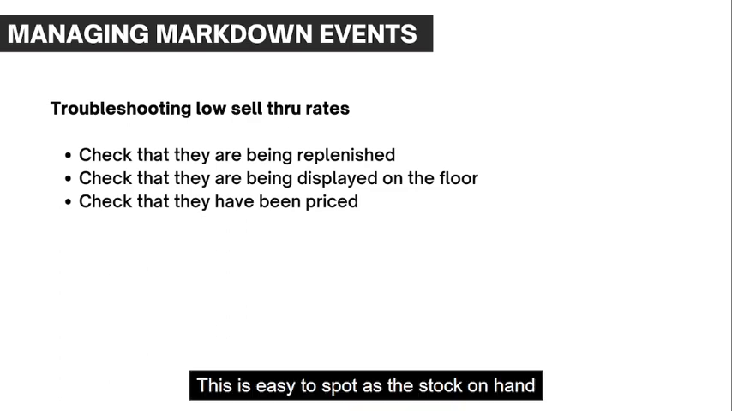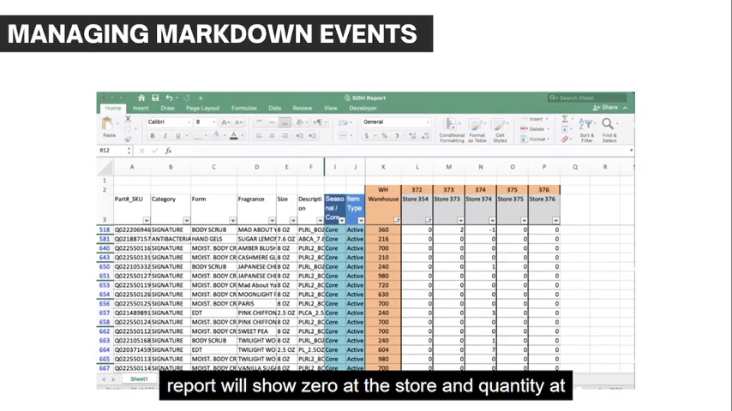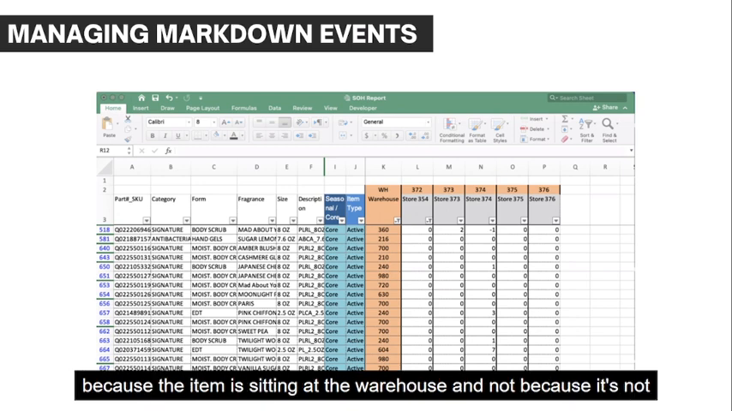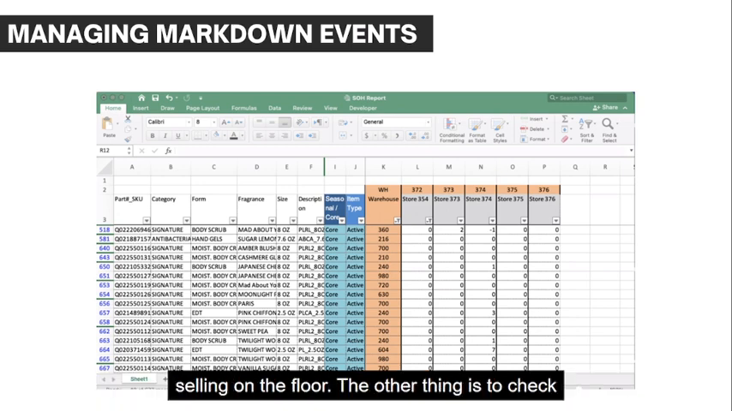This is easy to spot as the stock on hand report will show 0 at the store and quantity at the warehouse. So the low sell-through here is because the item is sitting at the warehouse and not because it's not selling on the floor.